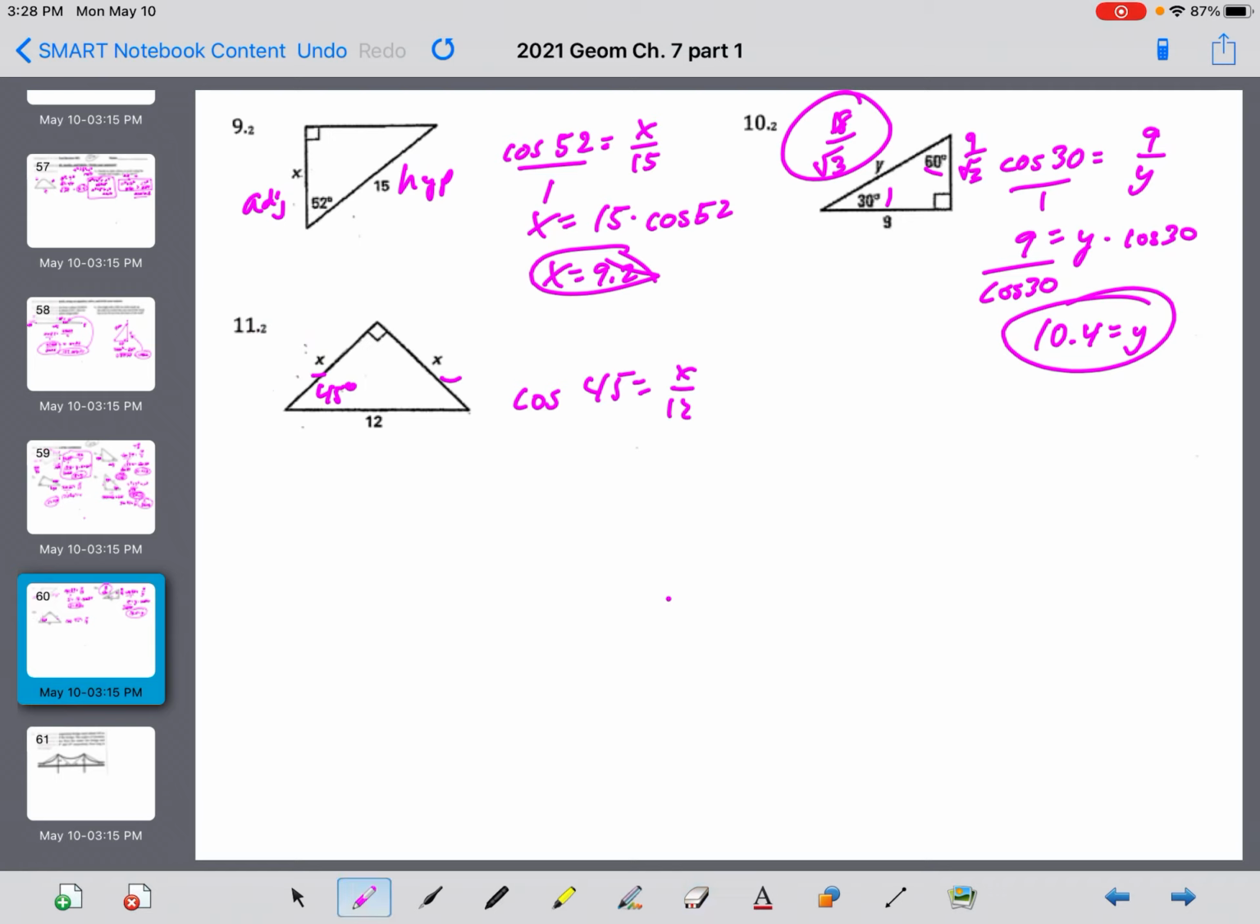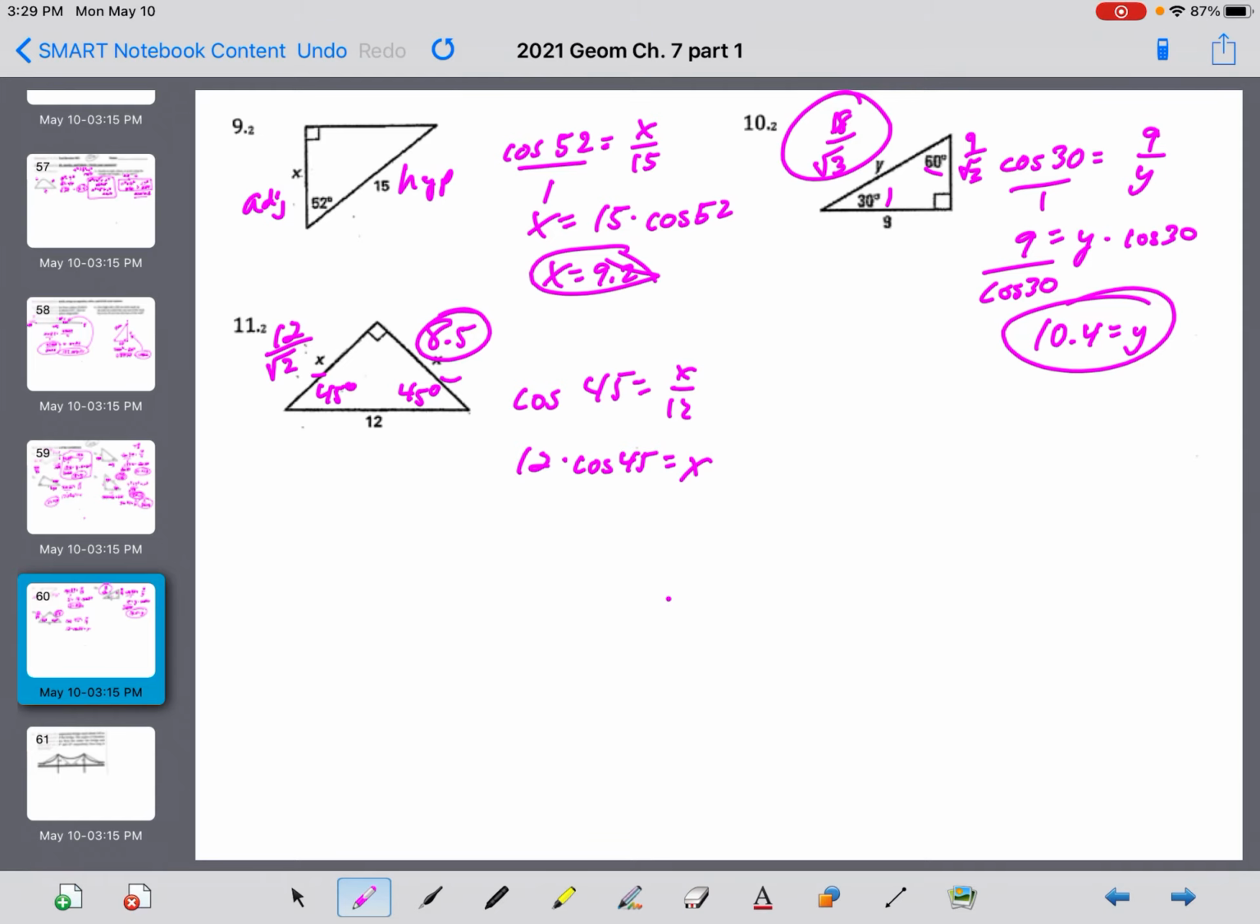But if you want to use trig, all right? The trig will work anywhere. So these are both 45 degree angles. And so it'd be 12 times cos 45 to get x. And 12 times cos 45 is about 8.5. 8.5 for x. Both of these are the same, so you don't have to do a second bit of work there.